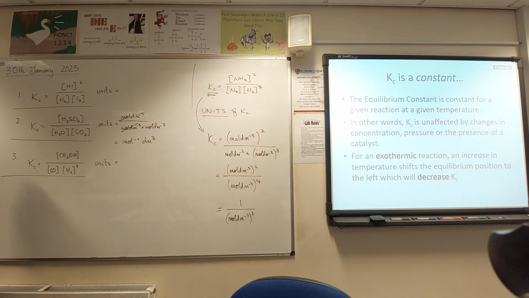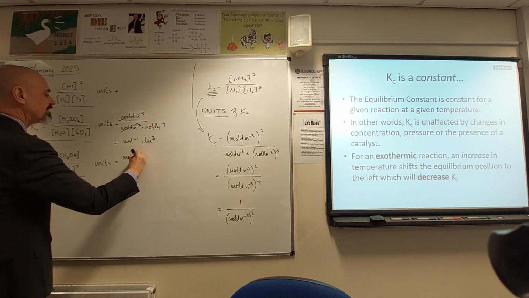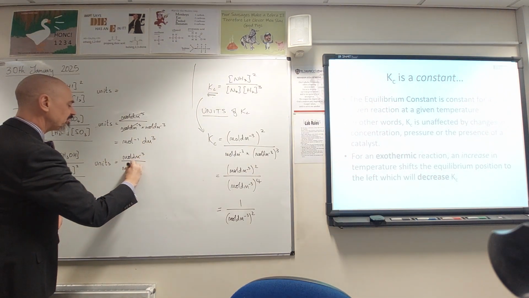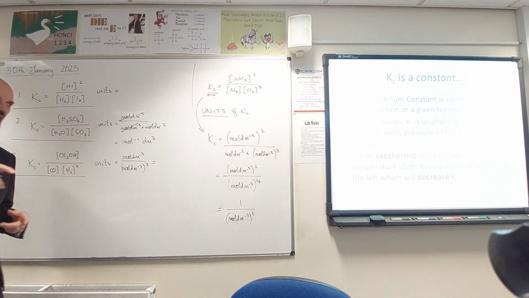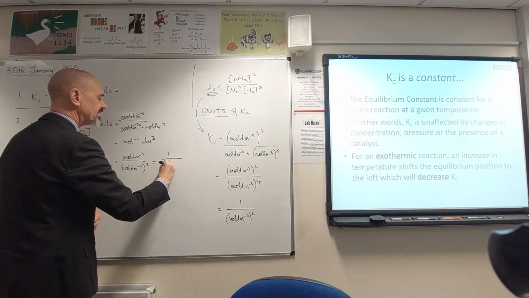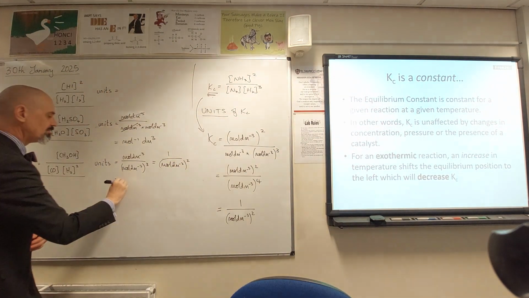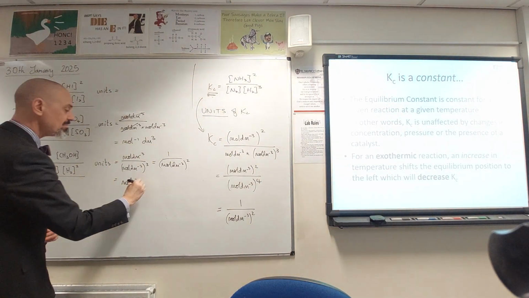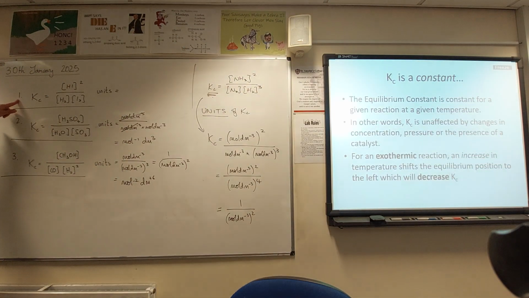The second one: mole per dm cubed over mole per dm cubed to the 3 is 1 over mole per dm cubed squared. So that means mole^-2 dm^6, plus 6. Very good.